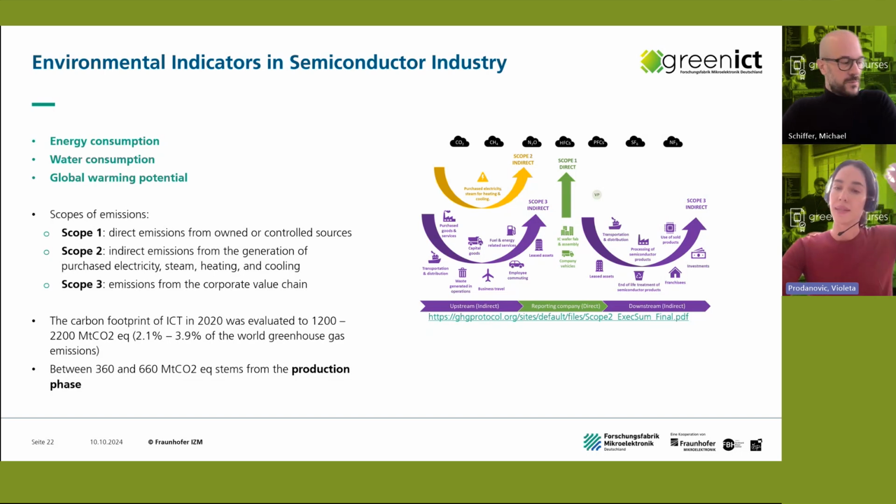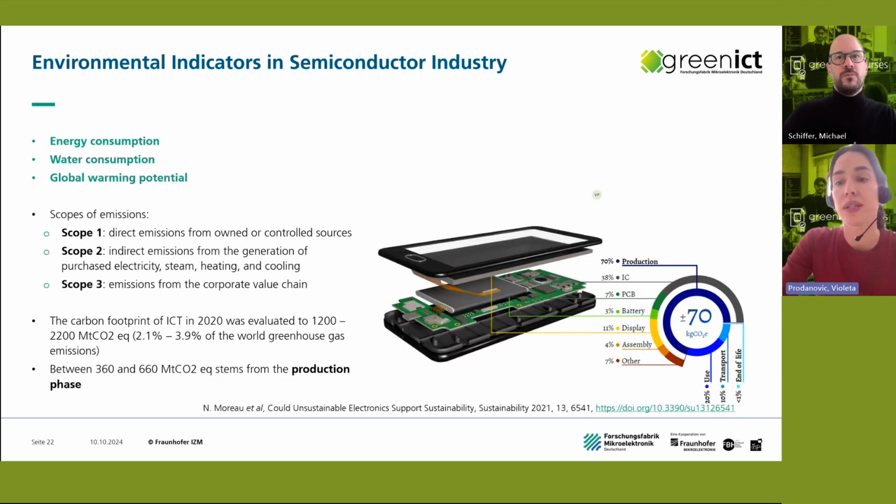So the ICT footprint is estimated to be somewhere between 1,200 and 2,200 megatons of CO2 equivalent, according to data from 2020. Between 360 and 660 megatons is attributed to production. This, however, is not really matching the data on the device level. A group of authors looked into the carbon footprint of a phone, where it turned out that production contributes 70% to the overall carbon footprint.